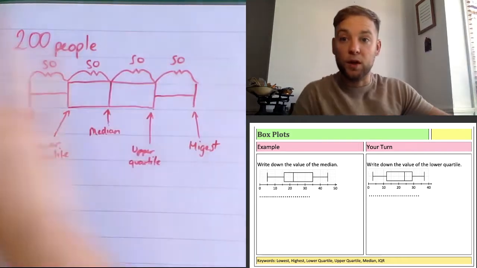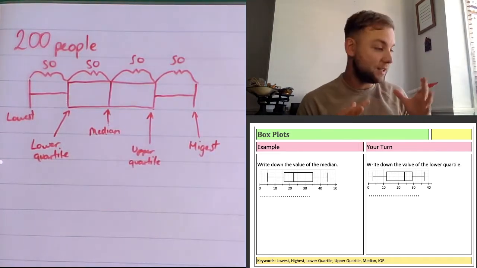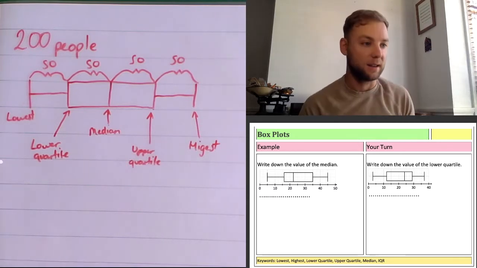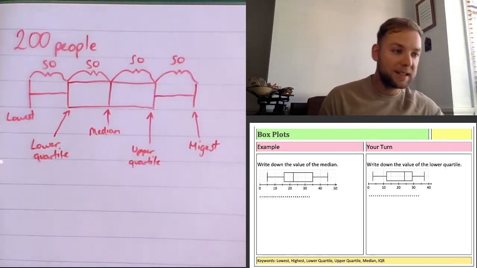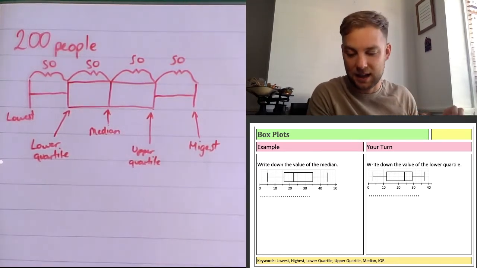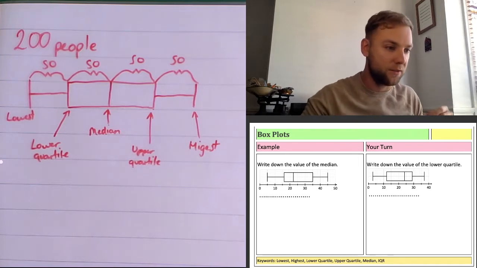Now, it's probably worth getting that in your notes, okay? Because this is your starting point for box plots. And if you understand this, then it does make a lot of sense. And it should be pretty easy. So let's have a look at these first few questions. Now, these are pretty easy if you know this, okay? So let's have a look at this first question.